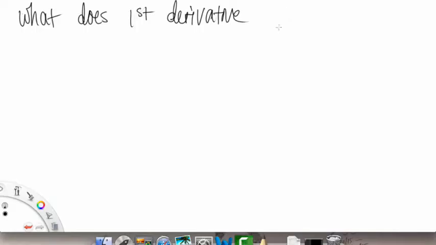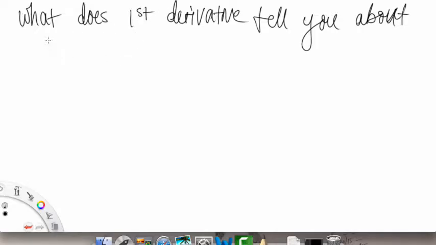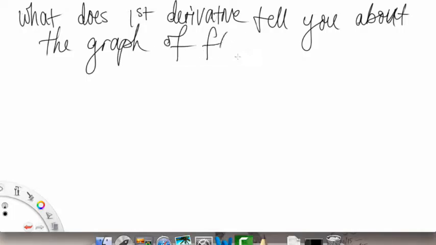Alright, so now what can we say, what is the first derivative? Like, what does it tell you about a graph? Okay, so what does the first derivative tell you about the graph of f of x, let's say? So let's say your given function is f of x, and what does it tell you about the graph of f of x? Okay, so here's what it does tell you.